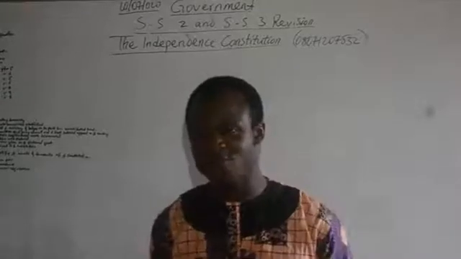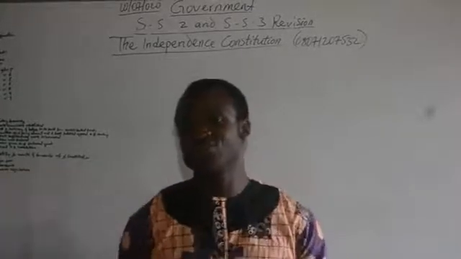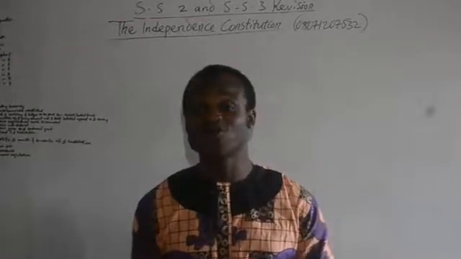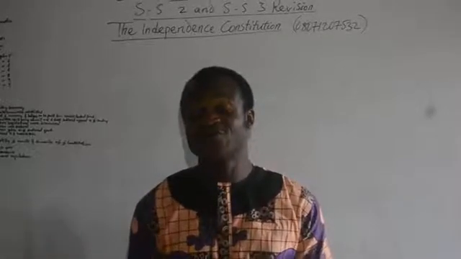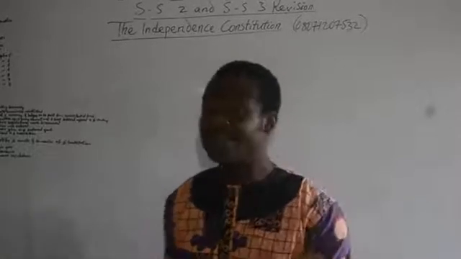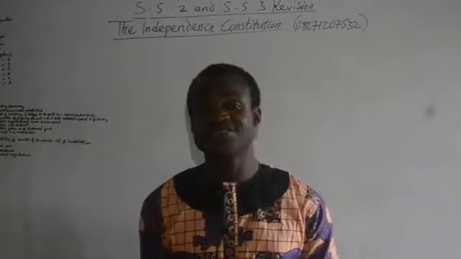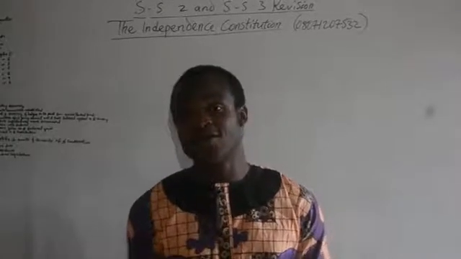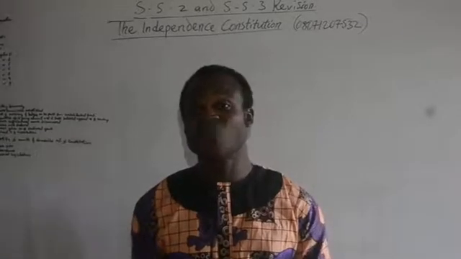The independence constitution. Recall, we have gone through the pre-independence constitutions: the 1922 Clifford Constitution and the 1946 Richards Constitution. We said the Clifford Constitution brought about the elective principle. We said the 1946 Constitution brought about regionalism. We said the 1951 Macpherson Constitution renamed the Central Legislative Council to the House of Representatives.